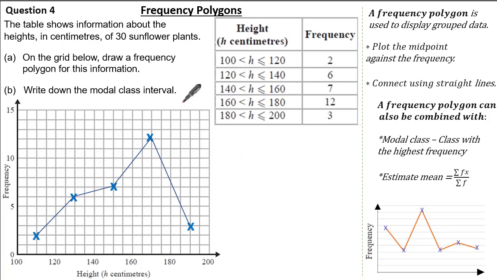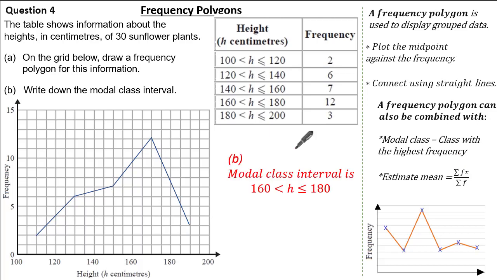Now part B asks us to identify the modal class interval. Remember, the modal class is the class with the highest frequency. So it must be 160 centimetres less than h, which is less than or equal to 180 centimetres, because this is the class with the highest frequency.